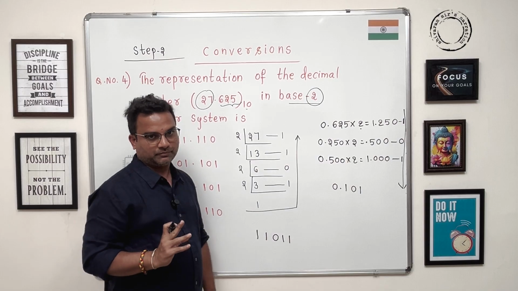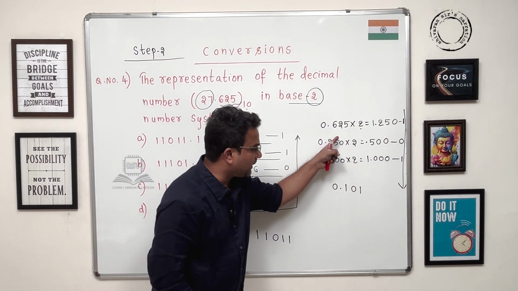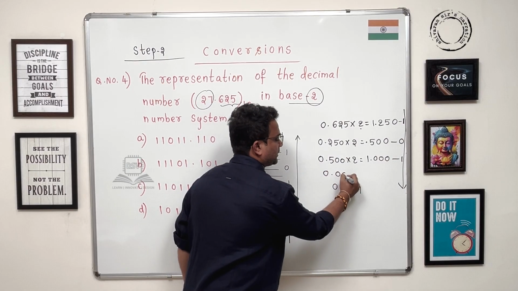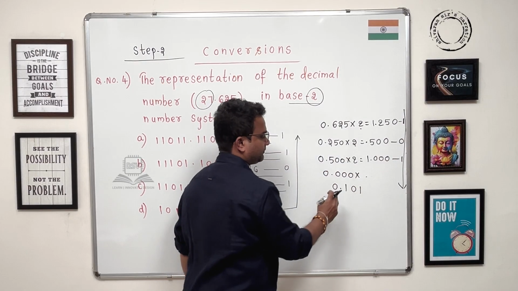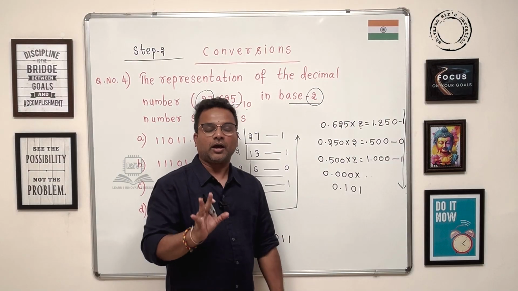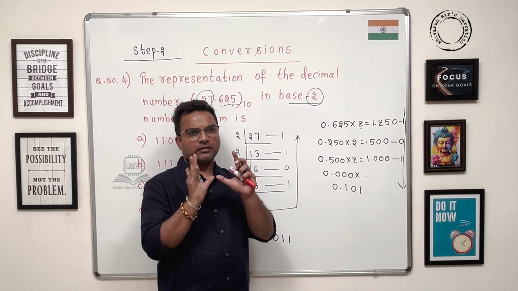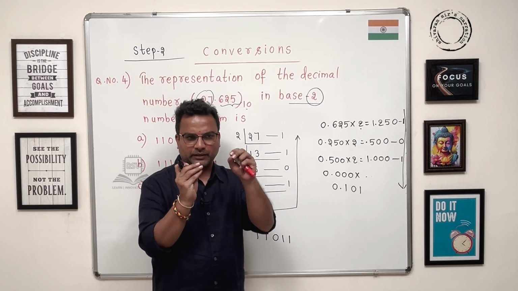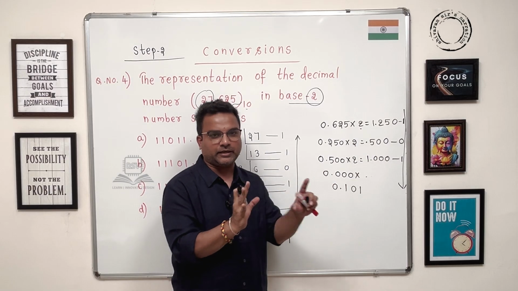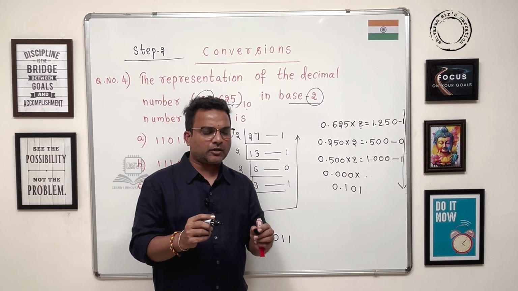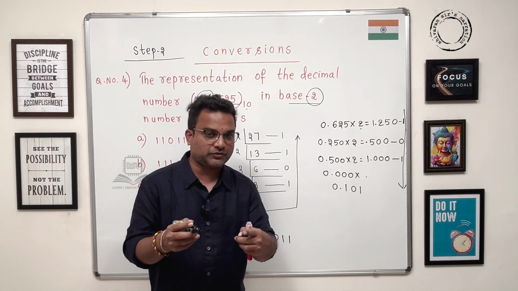This is the procedure. Remember, while doing the multiplications, you will get zeros, 0.000. Then you can't do it, you can stop over there. Or else, for VLSI placements or any interviews, or even competitive exams, you can do 3 or 4 digits. That is more than sufficient.